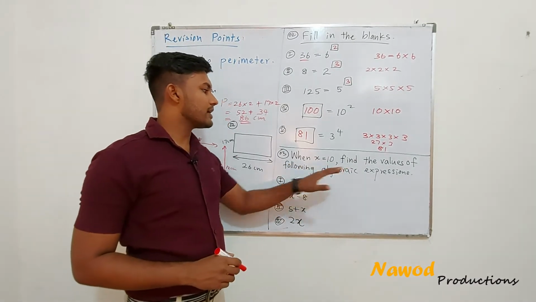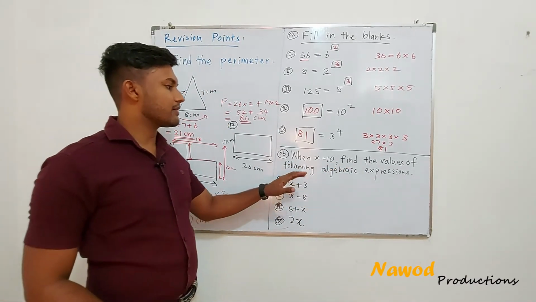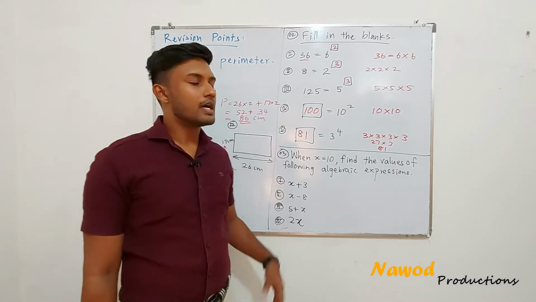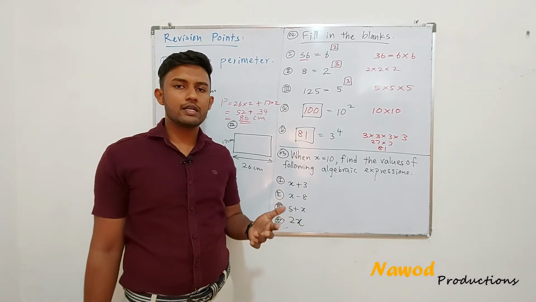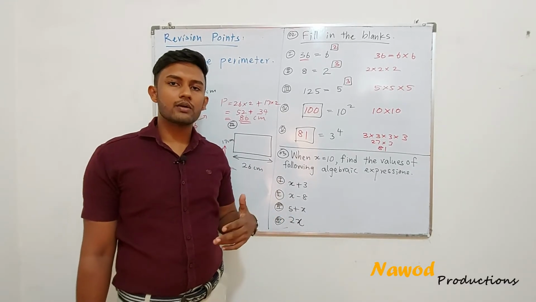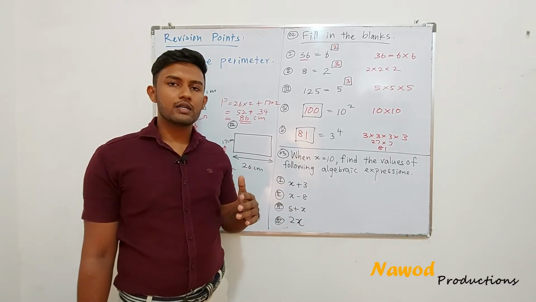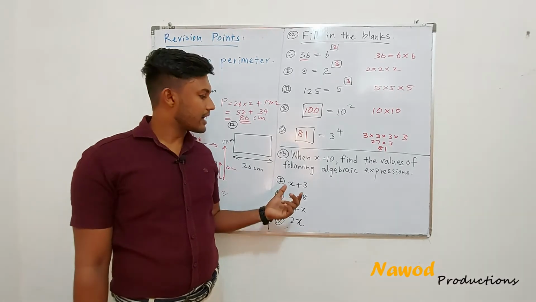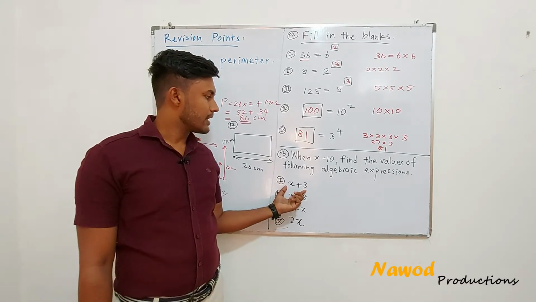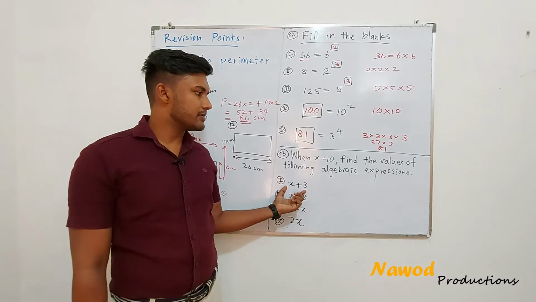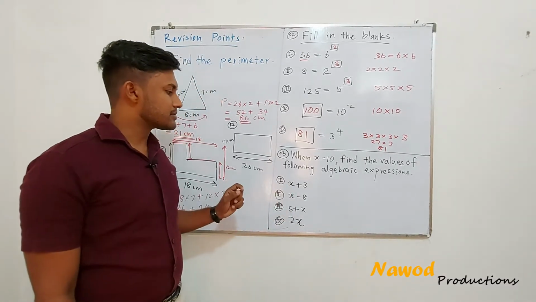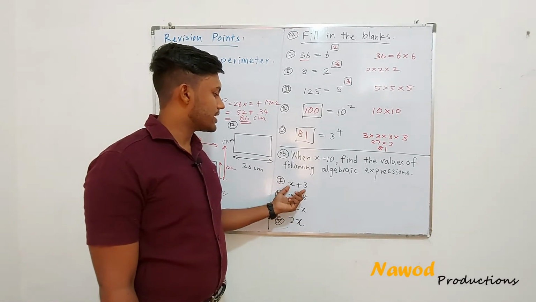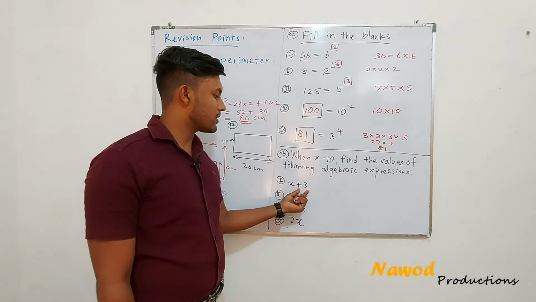Then here, when x equals 10, find the values of the following algebraic expressions. Algebraic expressions mean the expressions that contain unknown terms. Here an algebraic expression can be formed by using an unknown term and a known term.